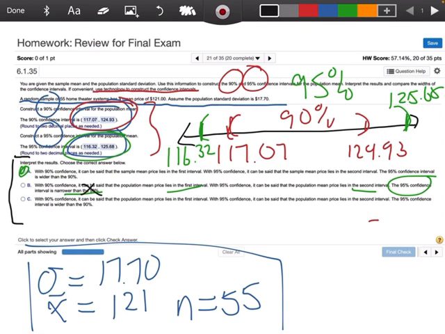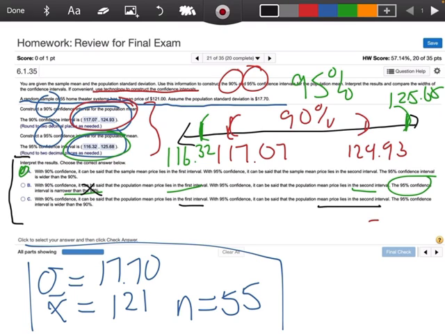Let's see. With 90%, it can be said that the population mean price lies in the first. That's true. The second is true. And it says the 95% confidence interval is wider than the 90% confidence interval. Yes. Okay, you know what?